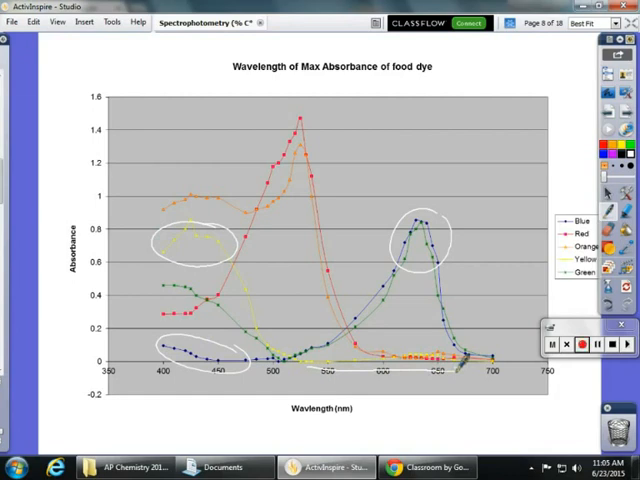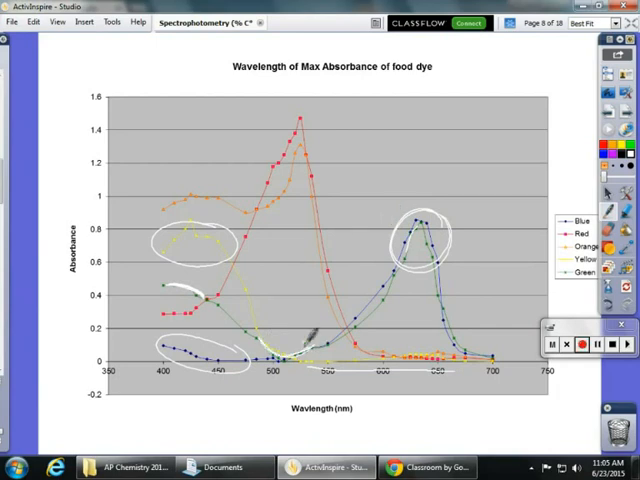If we're mixing those two together to make a green food coloring, which is how they make the green food coloring, we're going to see that the green line has absorbance just like the yellow in the violet section, and it also has absorbance in the red section, just like the blue. And that's what's going to make it be green. There's very little absorbance here in the green section.